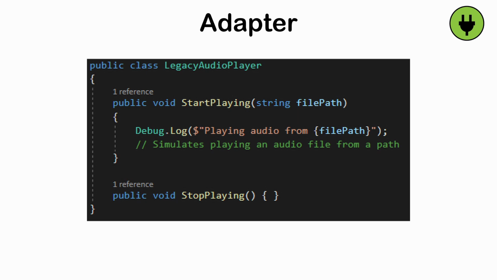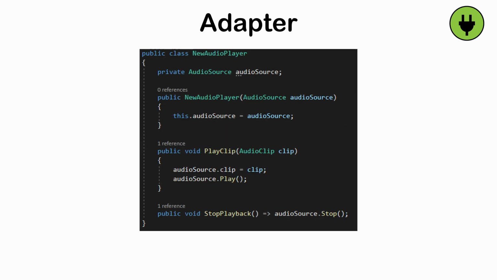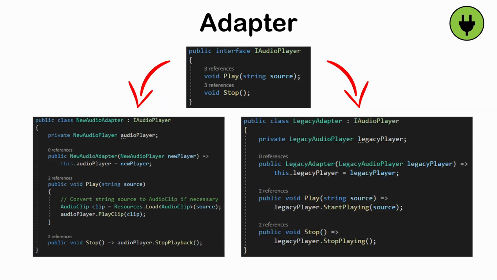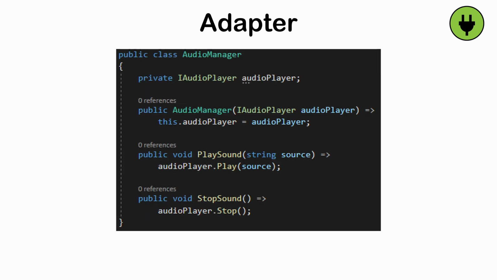For example, in game development, you might need to integrate an external library with your game engine. The library might have a different API than your system expects, so you create an adapter class to bridge the gap. Begin by defining the target interface your system uses, then implement an adapter class that translates requests into calls that the external library understands. While this pattern ensures compatibility, it can often add overhead if overused.